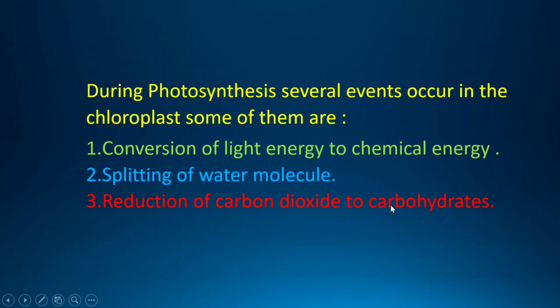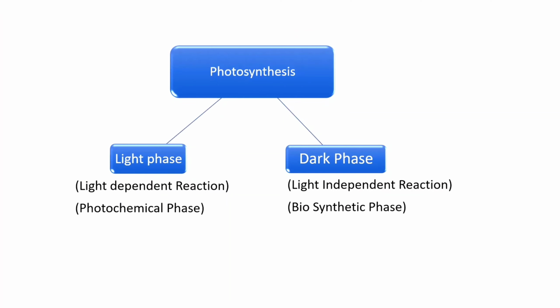So, the carbohydrates are the products of the photosynthesis. Here in these three, conversion of light energy to chemical energy and splitting of water molecule, these two changes take place in the light phase of the photosynthesis. The reduction of carbon dioxide to carbohydrates takes place in the dark phase of the photosynthesis.